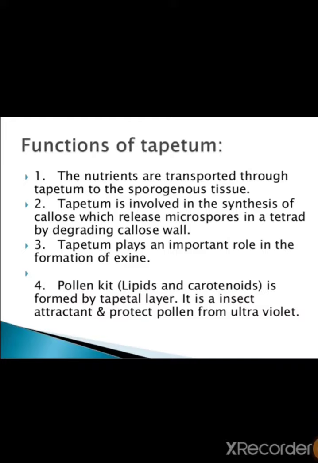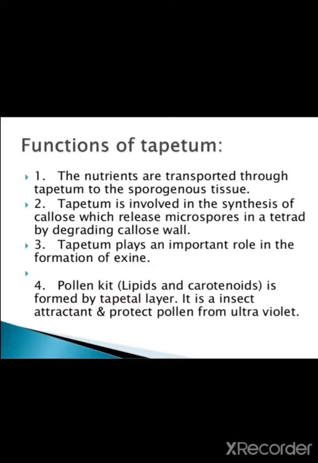Functions of the tapetum: the nutrients are transported through tapetum to the sporogenous tissue. Tapetum is involved in the synthesis of callase, which releases microspores in a tetrad by degrading the callose wall. Tapetum plays an important role in the formation of exine of the pollen.